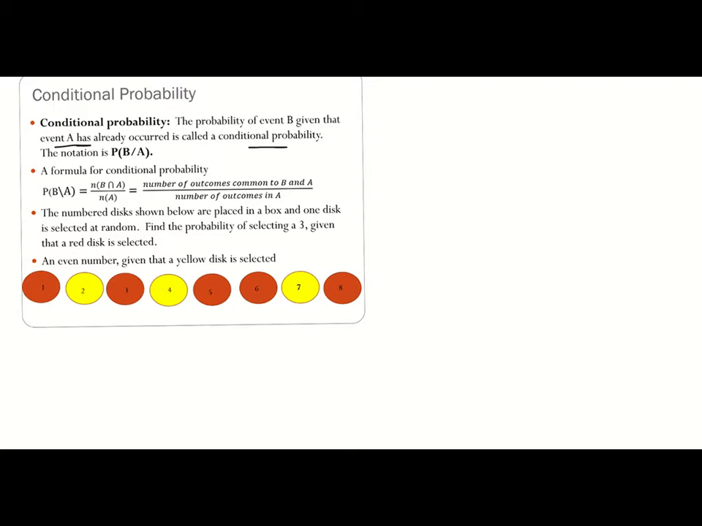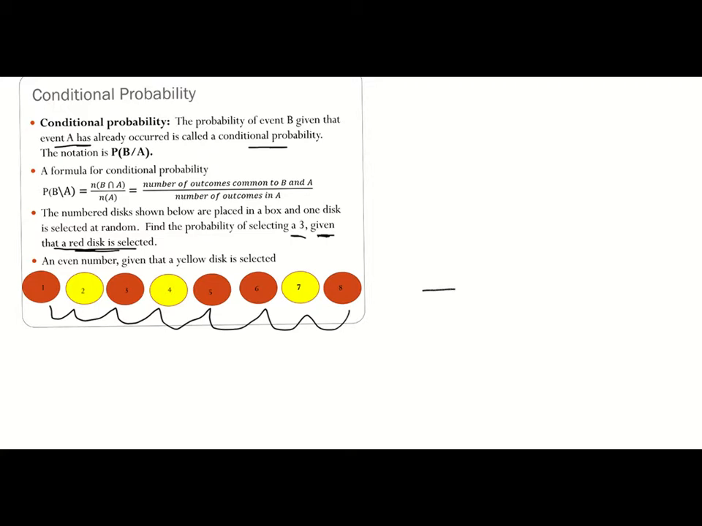So when they do conditional probability, we have these discs down here. We have red and yellow discs. So we want to find the probability of selecting a 3 given that a red disc is selected. And your keyword with conditional probability is given. So it says given a red disc is selected. That given is your A. That's your denominator. So we reached into the bag and we pulled out a red disc.